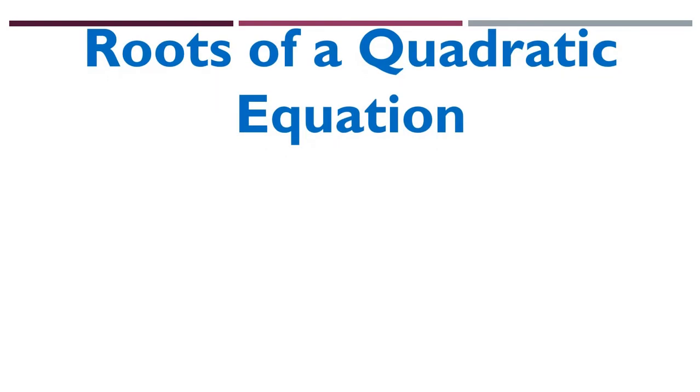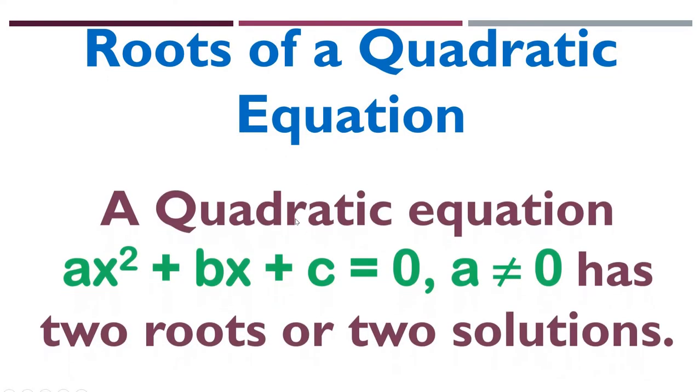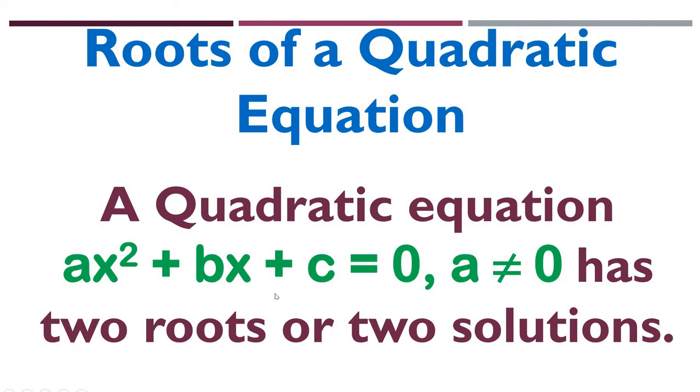So what are the roots of this quadratic equation? A quadratic equation ax square plus bx plus c equals 0, a not equal to 0 of course, has two roots or two solutions because the highest power of x here is 2. So x will have two values. The quadratic equation will have two roots because the highest power of x in the equation is 2.